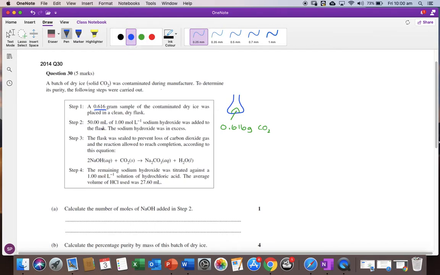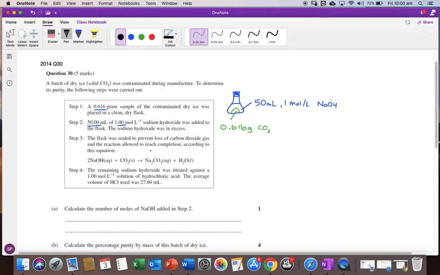Okay. We then have 50 mils of 1 molar sodium hydroxide was added to the flask. The sodium hydroxide was in excess. That's important. So I've got added to my flask 50 mils of 1 mole per litre NaOH. All right, awesome. The flask was sealed to prevent the loss of carbon dioxide. Okay, that's important too. Sealed.